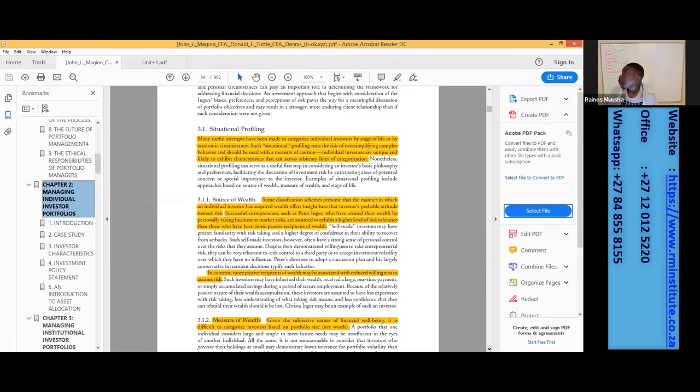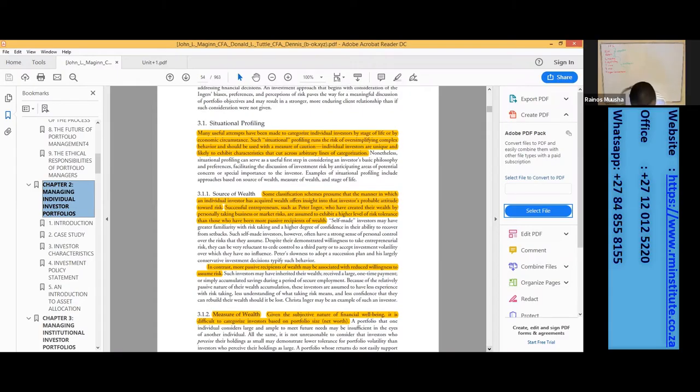Because remember we said, when it comes to the issues of risk, you have to check the willingness of the investor to take risk, and you also have to check the ability of the investor to take risk. Then after you check the willingness and the ability, that's when you can look at the overall risk assessment of the investor as well.